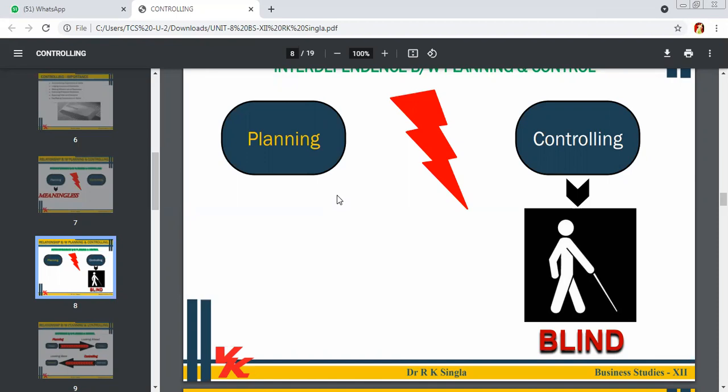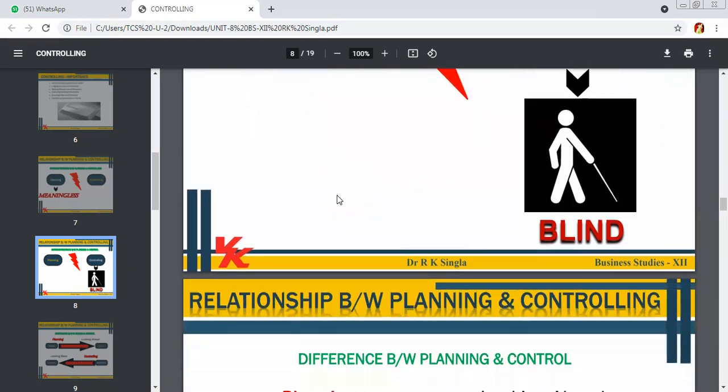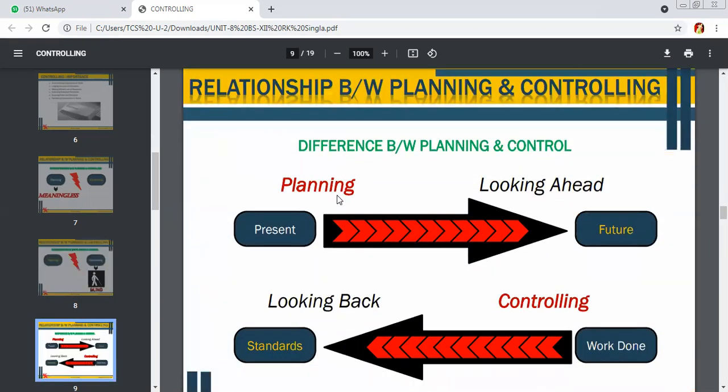If planning is not there, nobody knows where to move. Nobody knows who has to move, in which direction, and by which sources. What is the target or what is the aim to do all the activity? Nothing is defined. This was the interrelation.